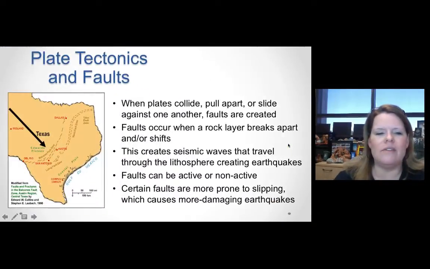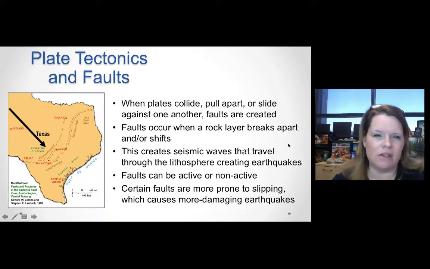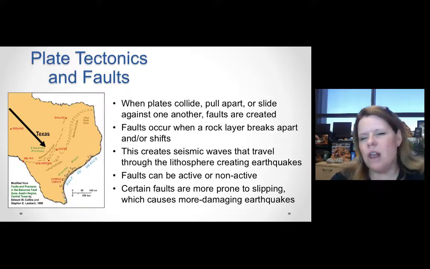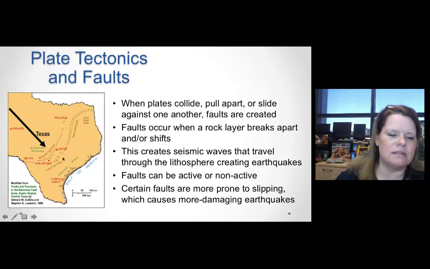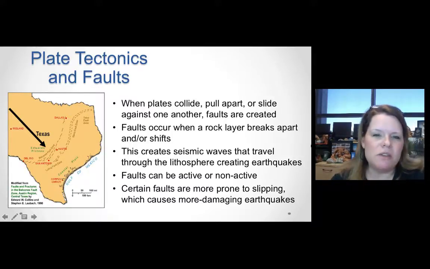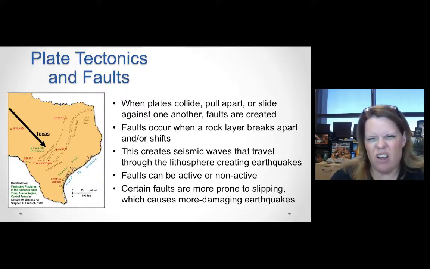So let's kind of focus in on plate tectonics and faults. When plates collide, pull apart, or slide against one another, faults can form. And we have one in Texas that's pretty important called the Balcones. And the Balcones used to be extremely active, so we would have had earthquakes in this area. So why do faults form?